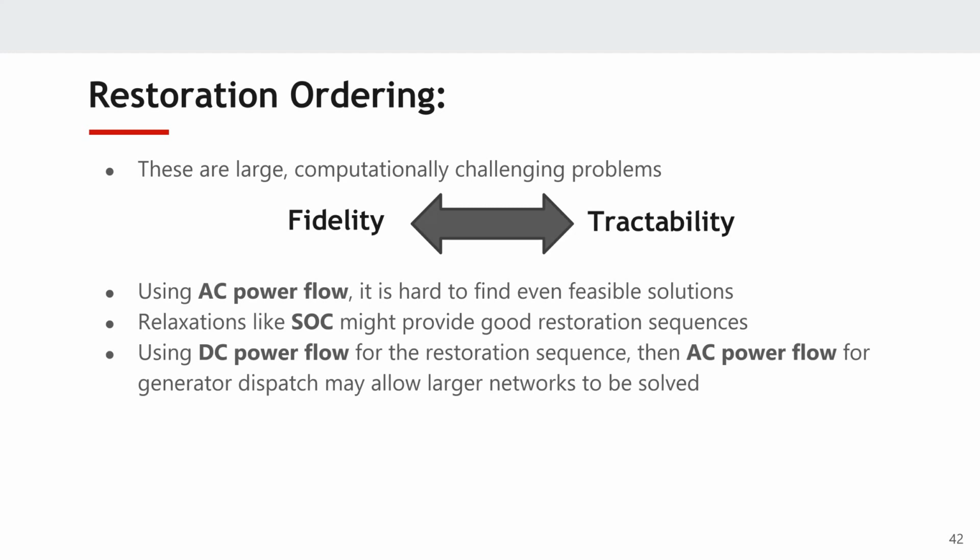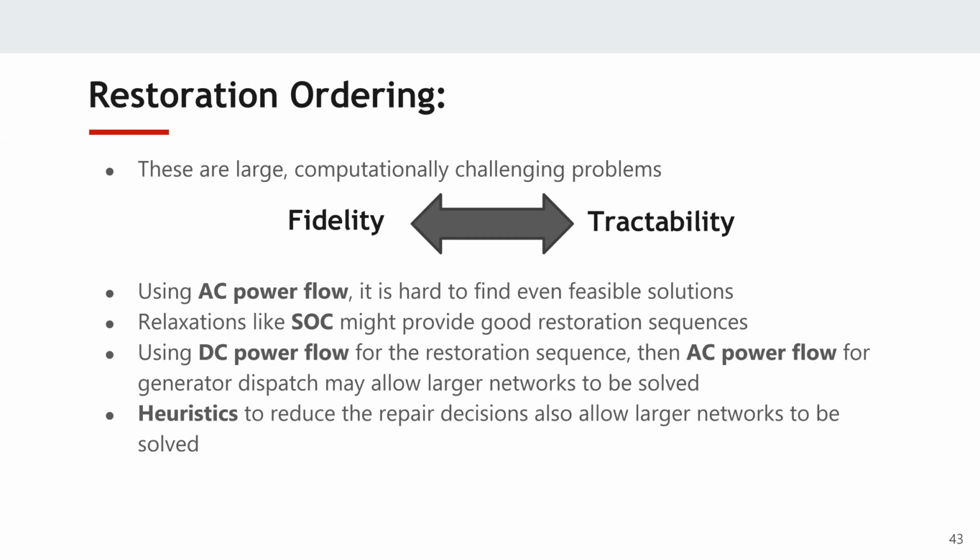Using a DC power flow for the restoration sequence and then an AC power flow on the redispatch may be a way to consider larger networks, but there are some considerations that have to be done in order to use these solutions. In addition, we can take a look at some heuristics that will reduce the number of repair decisions as a method to also be able to address larger networks that need to be solved here.